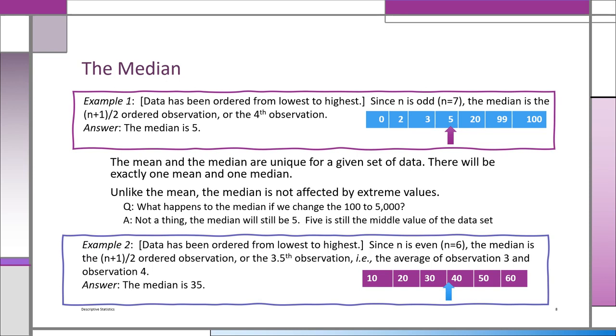Notice 35 is not one of your observations, but 3 of the values are below 35: 10, 20, 30, and 3 are above it: 40, 50, and 60. So again, that 35 is the median. Half of the data is below that value, half the data is above it.